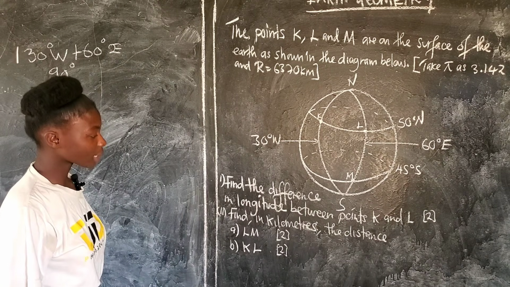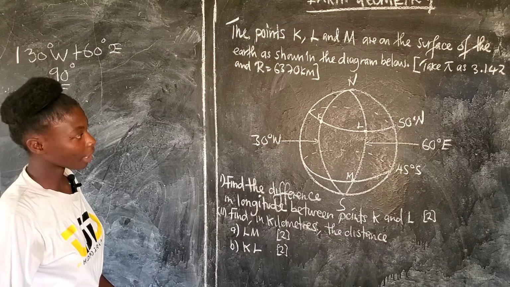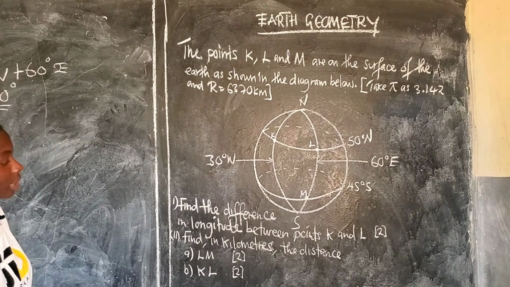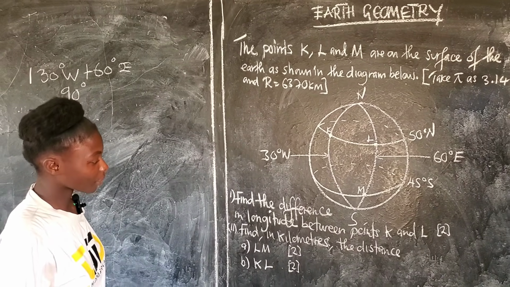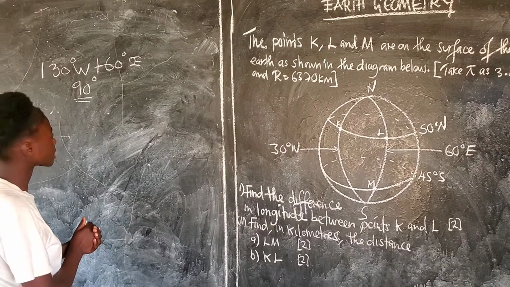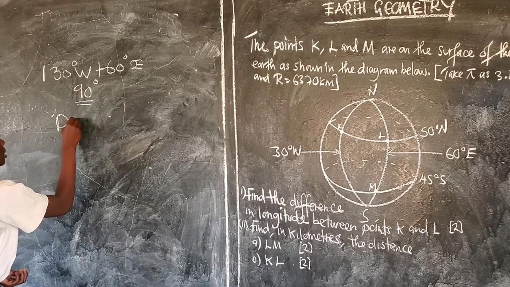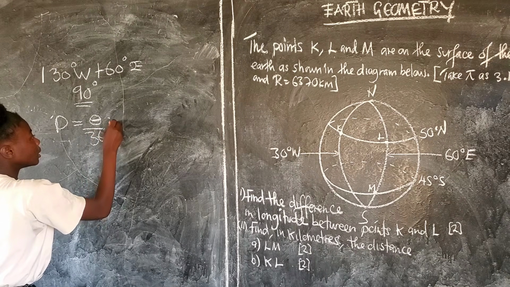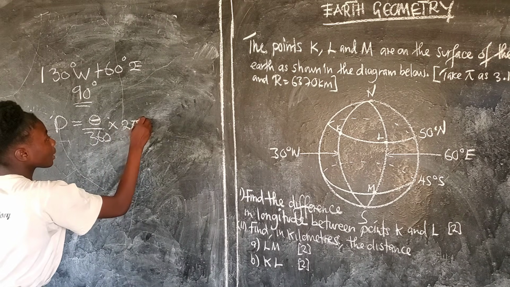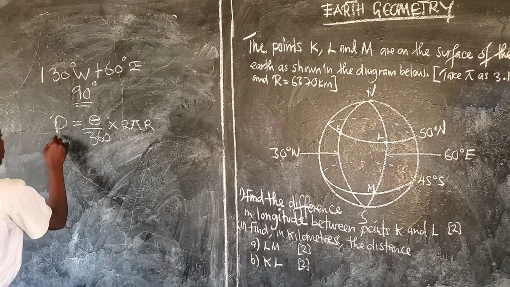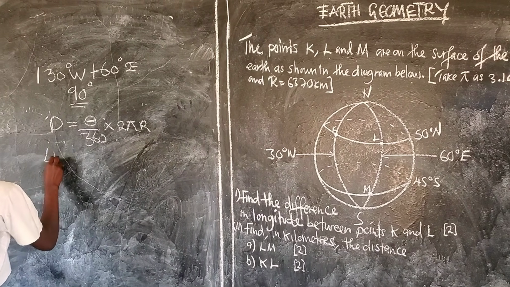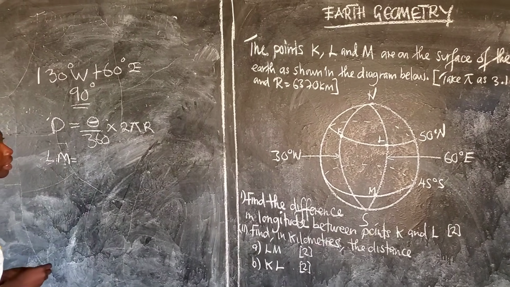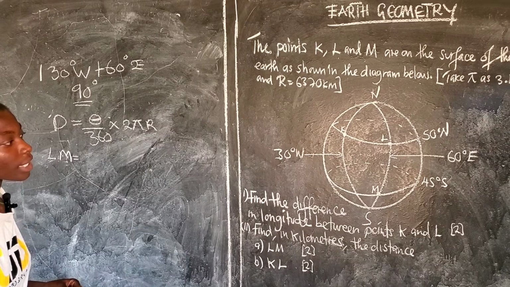Question 2 says, find in kilometers the distance AL. So AL are on the same longitude but different latitude. So we have been asked to calculate the distance, and the formula for finding distance is distance equals theta over 360 times 2 pi r. So distance LM. Then the theta, we are going to add 50 and 45.